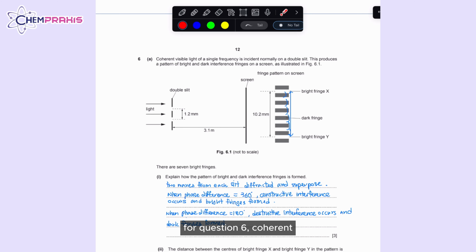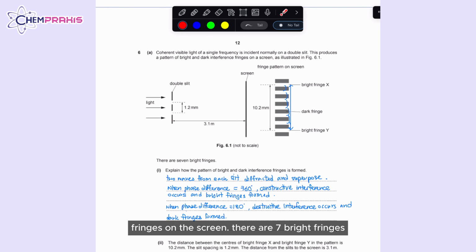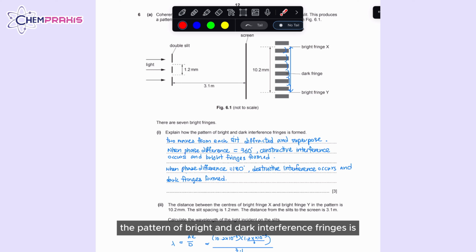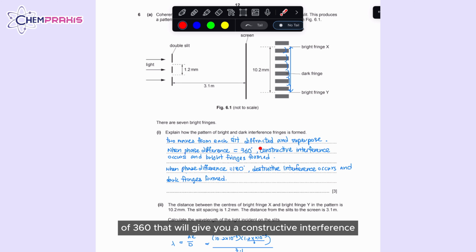For question 6, coherent visible light of a single frequency is incident normally on the double slit. This produces a pattern of bright and dark interference fringes on the screen. There are 7 bright fringes. Explain how the pattern of bright and dark interference fringes is formed. So you will have 2 waves which are being diffracted, and they will superpose with each other, and they will form bright and dark fringes, depending on whether it is a constructive or a destructive interference. So when you get a bright fringe, you will have a phase difference of 360 degrees. That will give you a constructive interference.